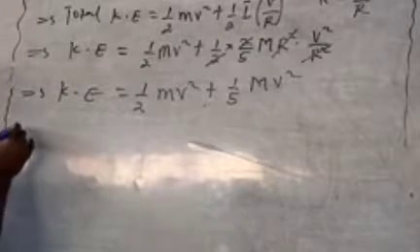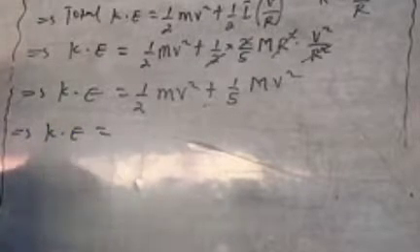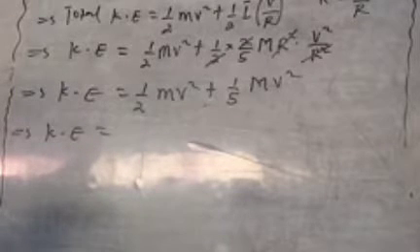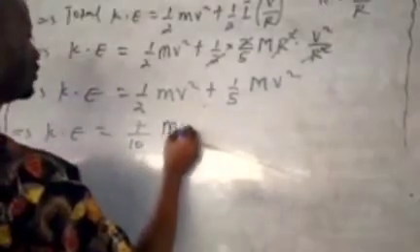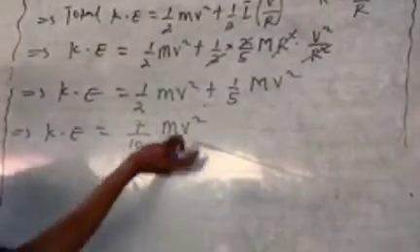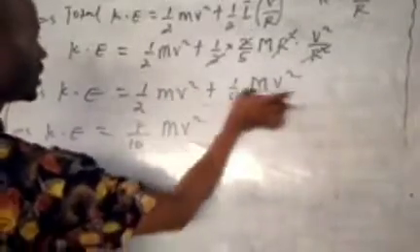So to do the mathematics and make it simpler, k will now be equal to, when you add this half and this 1 over 5, what will you get? That is 1 over 2 plus 1 over 5. That will give us 7 over 10, okay? It becomes 7 over 10 mv squared. Because what I just did is that these two terms are similar. They are the same. So I just have to add the constant here and then that is it.